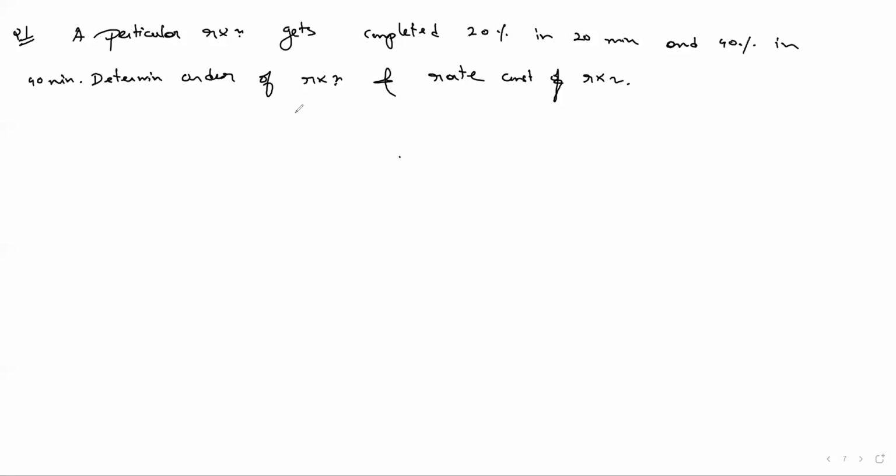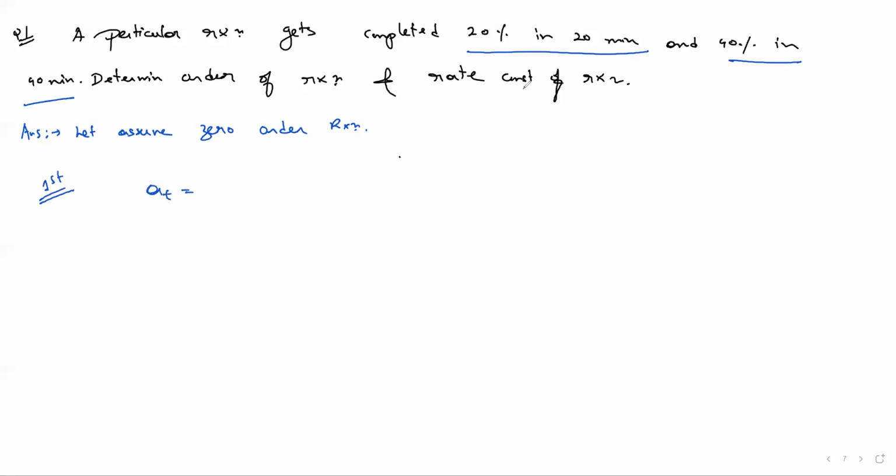Completed. Now in this case, we have to assume whether this is a zero order reaction or not. First, let us assume zero order. Okay. Now 20% completed in 20 minutes, 40% completed in 40 minutes. So first criteria: what should be the At value, or what should be the A0 value? 100. 20% dissociation means At is 80.